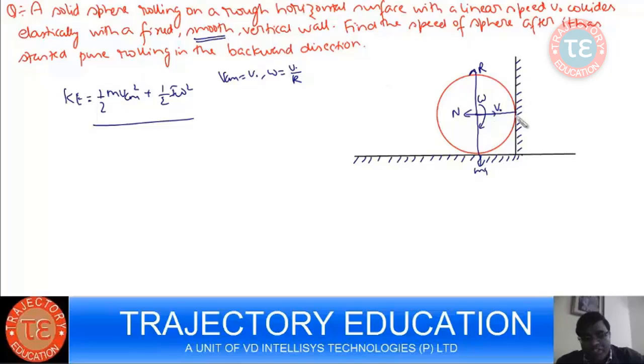When the wall is smooth, you won't have any friction either. So torque is not created. When torque is not created, your omega is not going to change, right? Omega is not going to change.